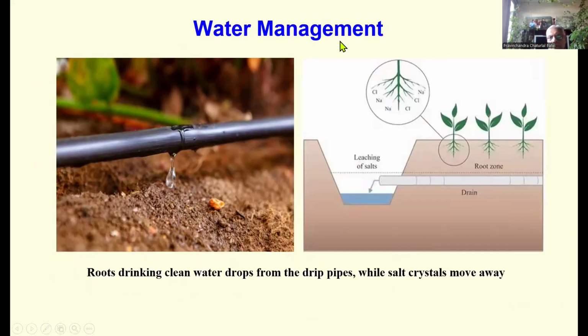Then water management. Roots drinking clean water from the drip pipes. So here you can see that it is a drip pipe and the root drinks the clean water from the drip pipes, while salt crystals move away, so the salt is away from the field.